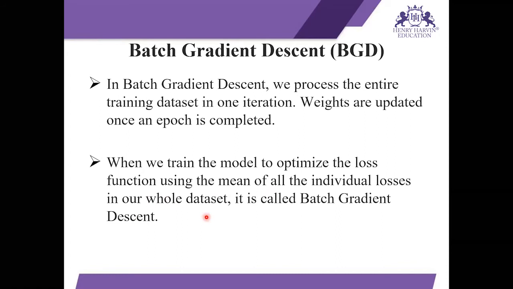In batch gradient descent, we process the entire training data set in one iteration. So weights are updated once an epoch is completed. When we train the model to optimize the loss function using the mean of all the individual losses in our whole data set, it is called batch gradient descent.